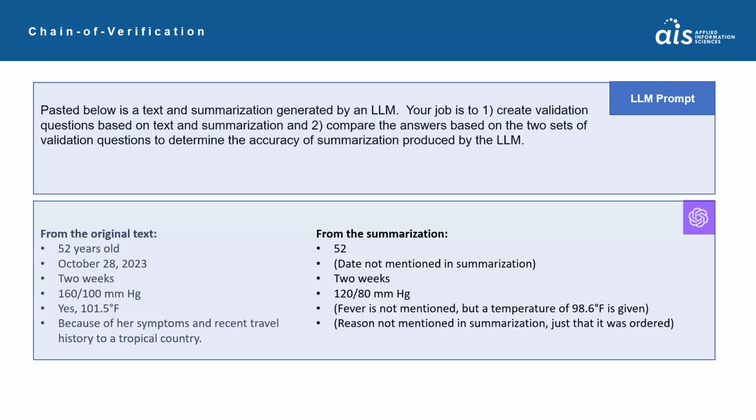So if you look at the response here, it went ahead and created these validation questions, and here are the responses side by side. Got the age right. The date of birth was not mentioned. But as you can see, it said that the blood pressure was originally reported as 160 by 100, but the summarization captured it as 120 by 80. So this is an example of using chain of verification to reduce hallucinations.